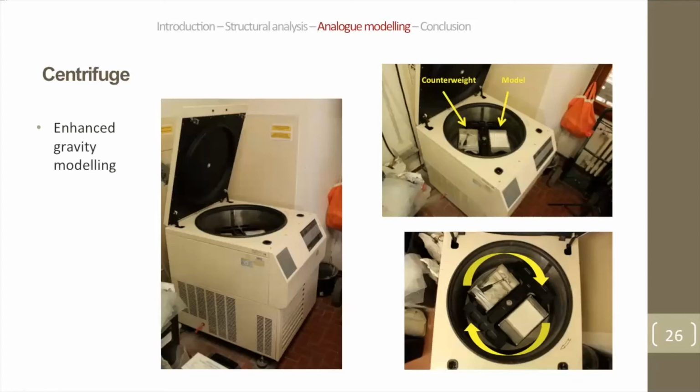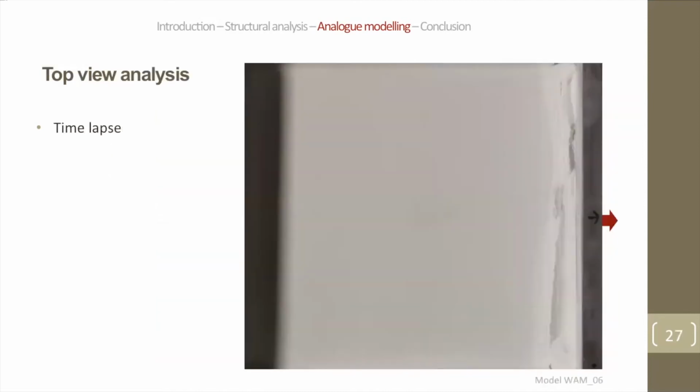So what we do is that we put the model into a centrifuge machine together with a counterweight. We start then rotating them, and the rotation, or the centrifugal force, creates up to 20 G. And this force then forces the model to extend and to fill up the space that was left by the spacer. Now, we can take top view pictures at every time step, and then we can make a time-lapse video of that.